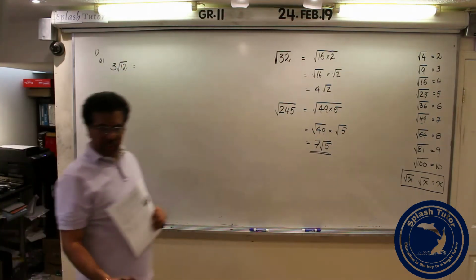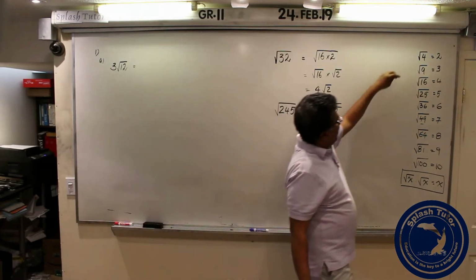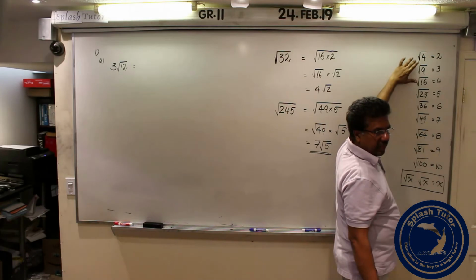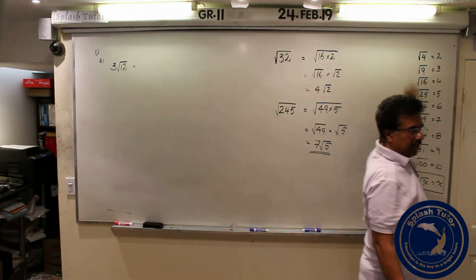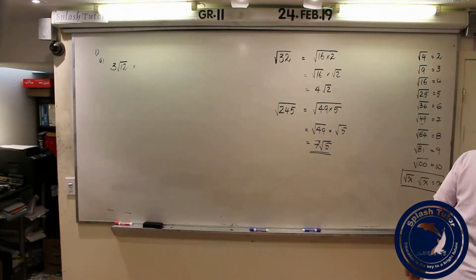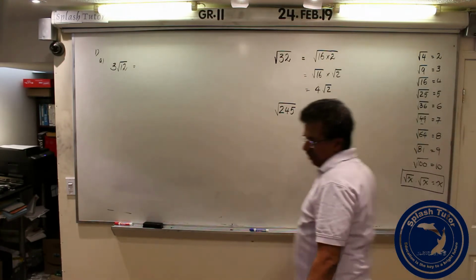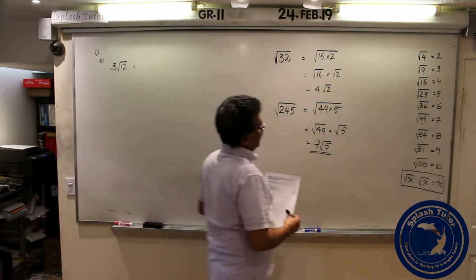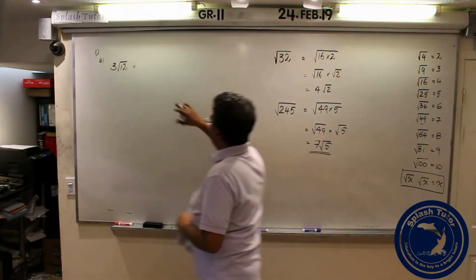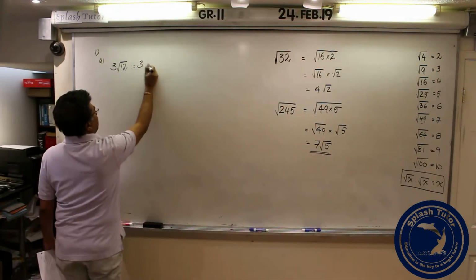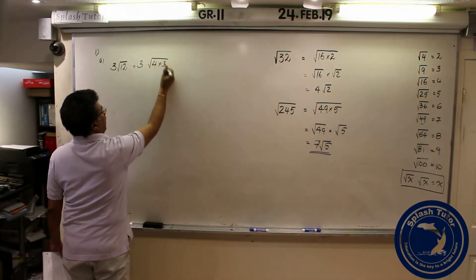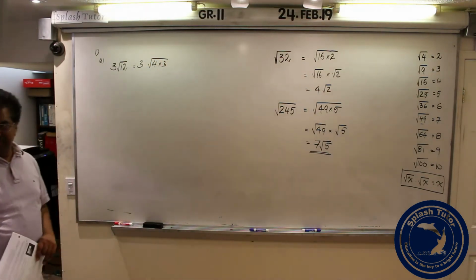Now, if you look at the 12, 12 can be divided by 4. That's the smallest one that works. So 12 can be divided by 4 only. So 12 can be written as 4 times 3. 4 times 3 is 12.